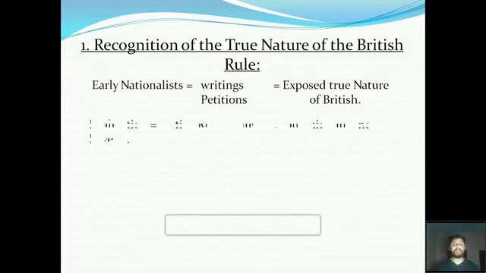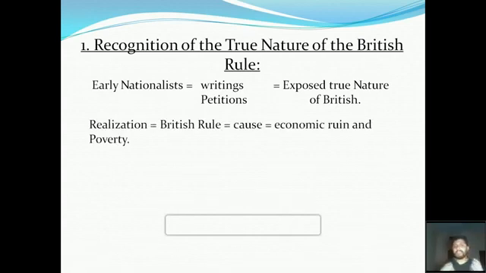And the people of India realized that British rule is the cause behind the economic ruin and poverty in India. So for attaining this goal, early nationalist leaders had a very important role, because they are the people who really exposed the true nature of the British to the people of India. So once the Indians realized it, how they will react, we know.